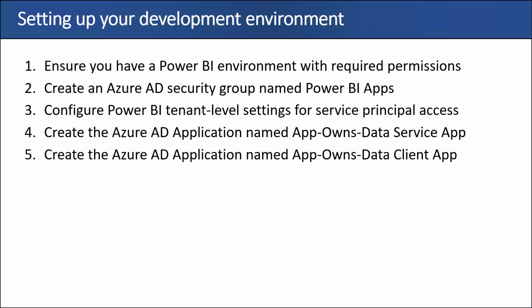development. Now, to set up our development environment properly, we have to go through 5 steps. First of all, we have to ensure that the Power BI environment that we have is somewhere where I have the permissions that are required to configure the environment for what we need to do. Secondly, we're going to create an Azure AD security group named Power BI Apps. And then we're going to use that to configure tenant-level settings so that our service principal can call the Power BI REST API. Then we're going to create 2 Azure AD applications, one named AppOwnsDataService, one named AppOwnsDataClient. And from the part 1 video, we should have a pretty good idea what each one of those are for.